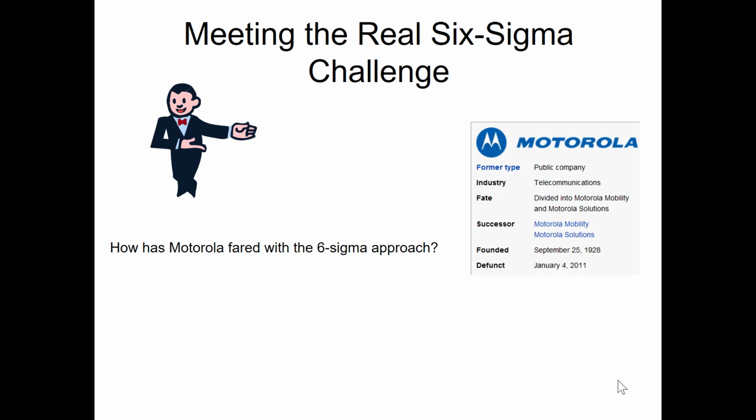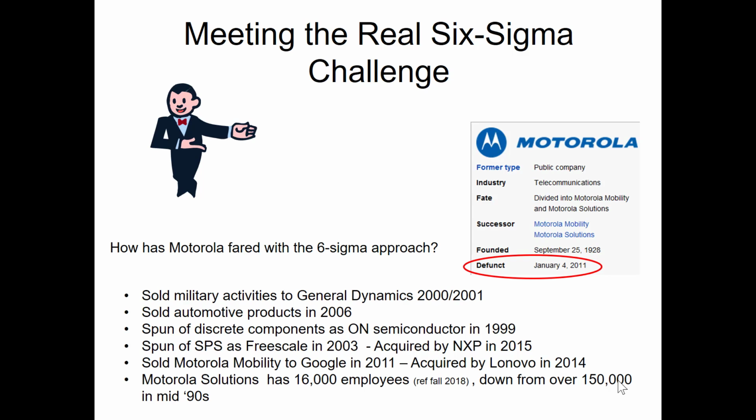So if you look for the ticker number for Motorola, you'll find that, what's it say? It was founded in 1928. It was one of the most successful companies in the United States for many years. But it says defunct in January 2011. That's not a good sign to see. So here's kind of their history.